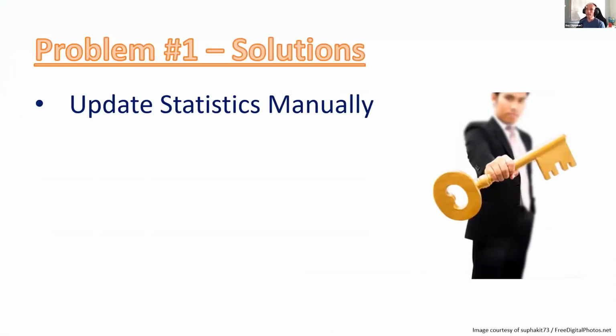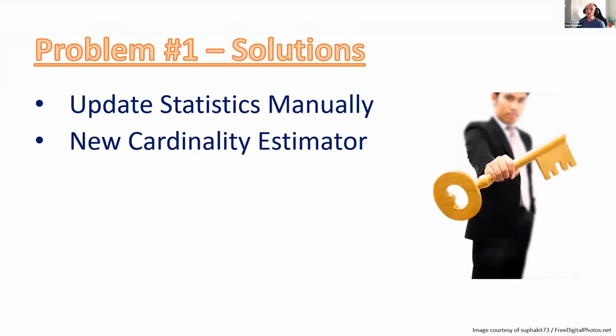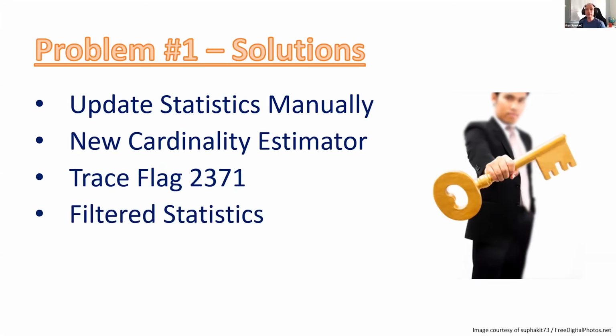A fast recap: you can either update statistics manually, if you can afford it, once a day, once an hour, whatever. You can use the new Cardinality Estimator starting with SQL Server 2014, which identifies the ascending key problem. You can use trace flag 2371 if you are before 2016, or if you are on 2016 onwards, this is the default behavior. You can leverage filter statistics, which are really powerful. And starting with 2016, you don't have to change your code.